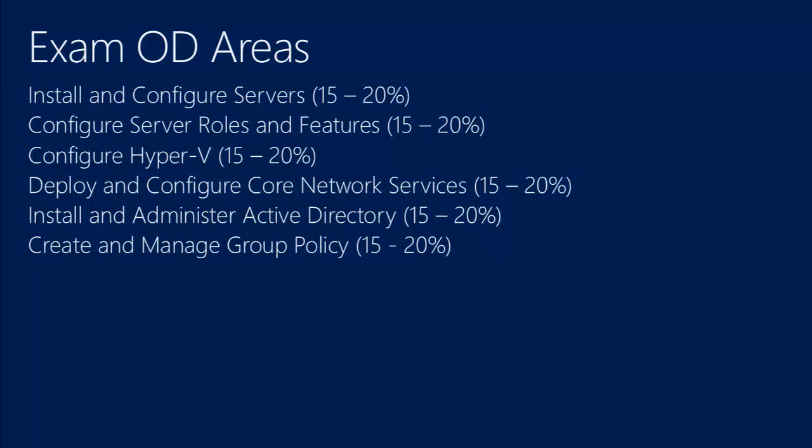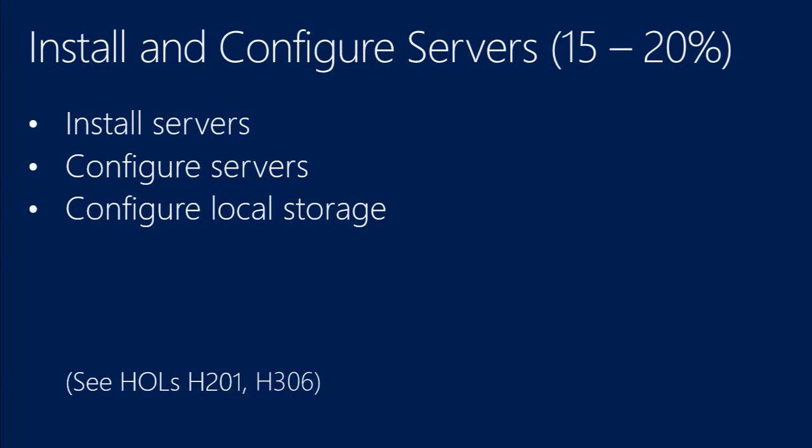We're going to have a look at installing and configuring servers. We're going to have a look at configuring server roles and features. We're going to talk about Hyper-V and how we configure that. We're going to talk about deploying and configuring core network services, installing and administering Active Directory, and finally, creating and managing group policy. Those are our 6 main topic areas covered on the test. Okay? So those are the areas which you should be fluent with before taking the exam.